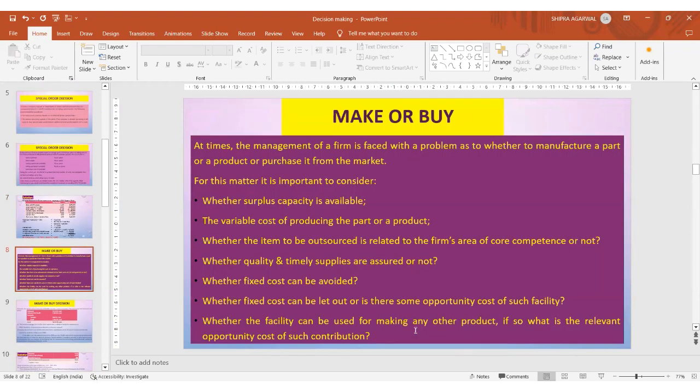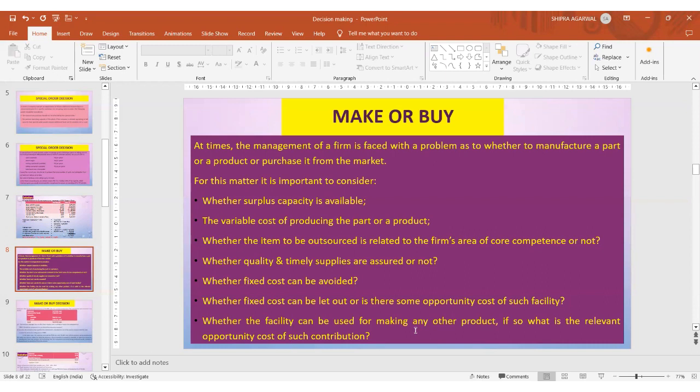Next is make or buy decision. Many a time, the organization is faced with a problem where they have to decide whether to manufacture a particular part or to purchase it from the market. If you want to take a decision on this, first of all, you need to consider various factors: whether you have the surplus capacity to produce it, whether you can take care of the variable cost of producing the product or the part under consideration. Then if you are talking about outsourcing it, whether it is related to the firm's core competency or not. If it is related to core competency, then certainly it will be better to produce it. Then if you produce it, whether you will be able to supply it on time or not, and whether you can avoid the fixed cost or it has to be incurred.